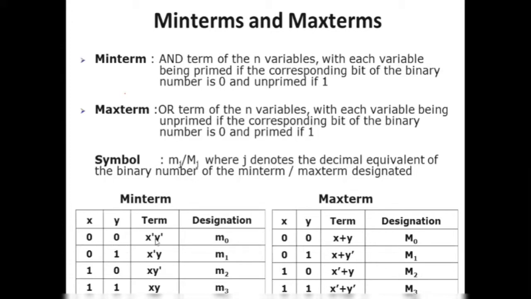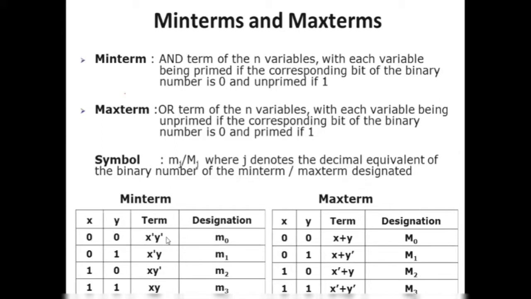An AND term is taken in min terms, and in max terms an OR term is taken. And the priming is the opposite. Prime means we are taking the complement. So here the x value is 0 and the y value is 0. So the max term comes with OR, x + y. However, x dash is not taken, because the value is 0. Here dash is taken when the value is 0.